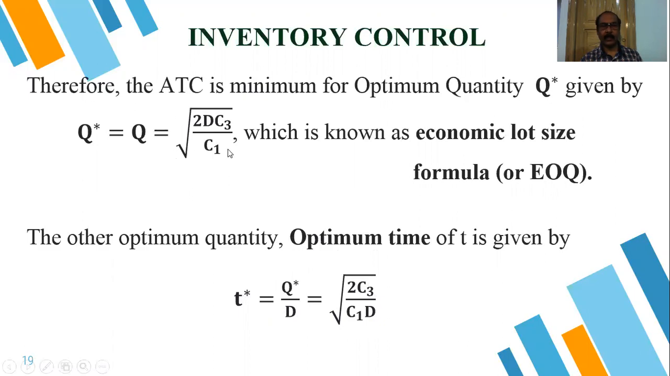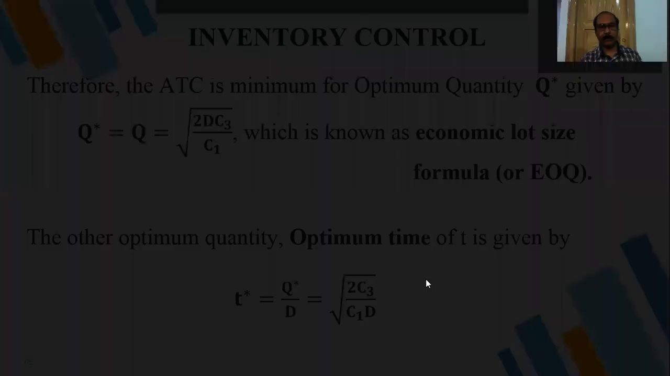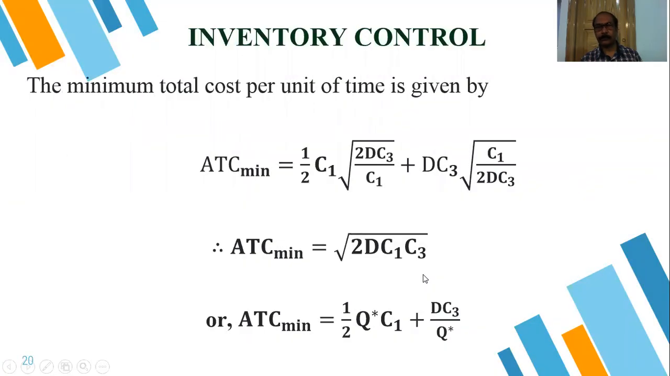Outside is D, when it goes inside, it is D into D, one D will be cancelled out, that's why 1D is in the denominator. Twice C3, square root of twice C3 by C1D. The minimum total cost per unit of the time is given by this.